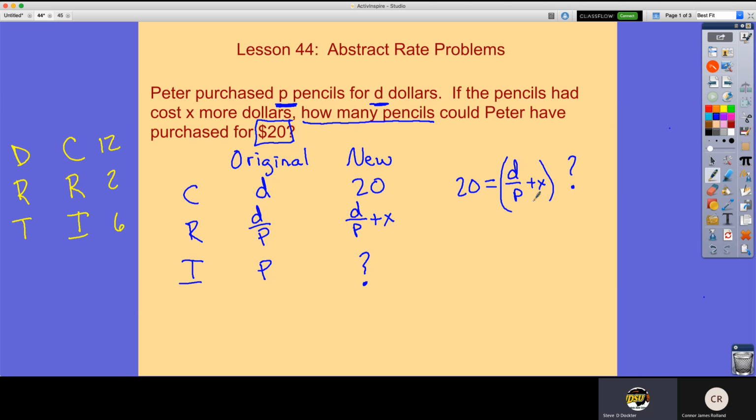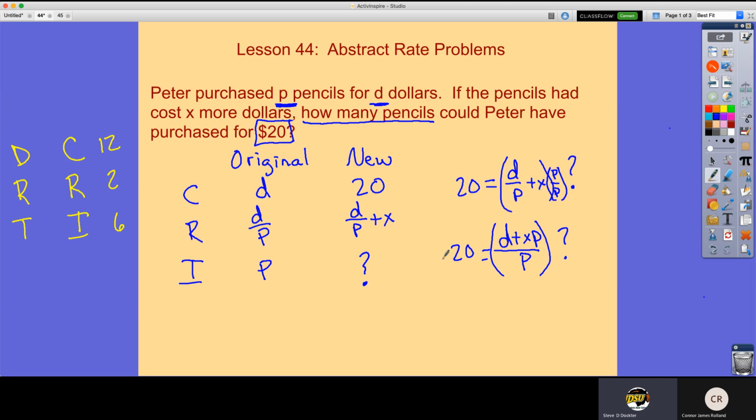Now from here, you guys all know we just got to get the question mark by itself. What I would do before I move this to the other side, I would get this into one fraction. So we've got to have a common denominator of P. What that means is this X, we've got to take times P over P there. So this would end up being D plus XP over P equals 20. And then we've got our question mark there.